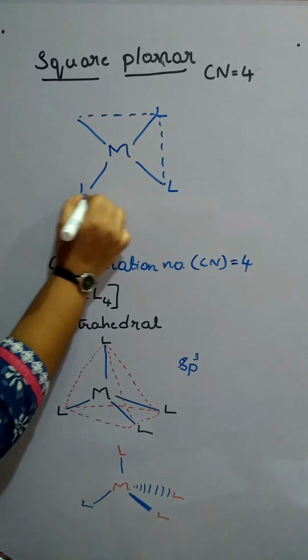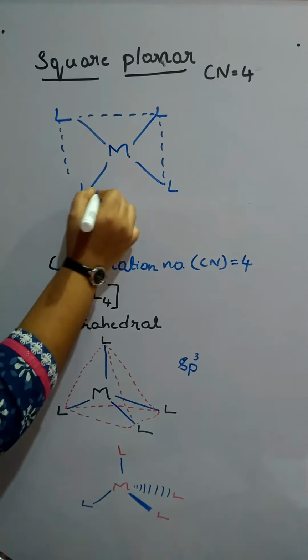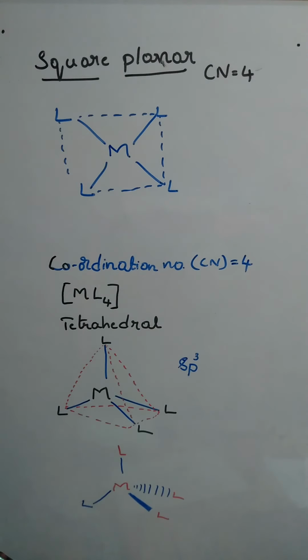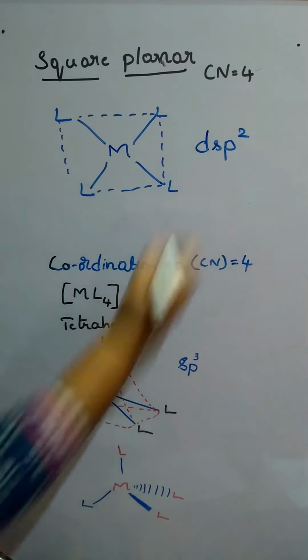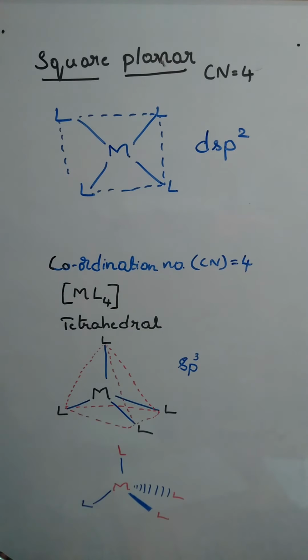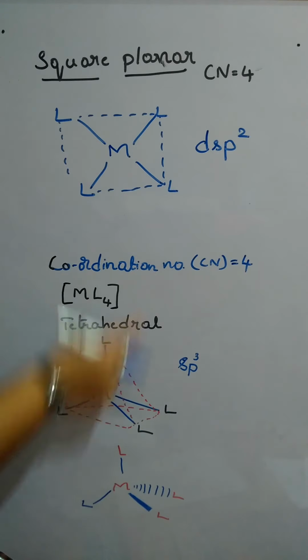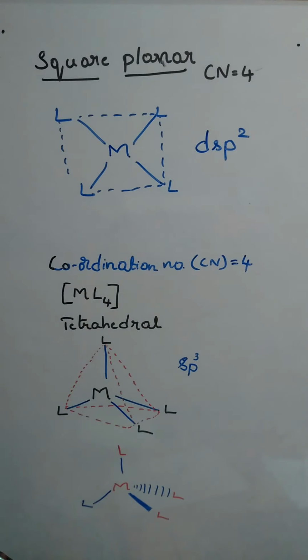These are the ligands. Four ligands, square planar structure. So here the hybridization will be dsp2. The hybridization becomes dsp2; sp3 is for a tetrahedral structure, while for a square planar structure the hybridization will be dsp2. How to find out this one? We shall see with the VBT, or valence bond theory, in our next class. So this is about coordination number 4. With coordination number 4, the possible arrangements are tetrahedral and square planar.